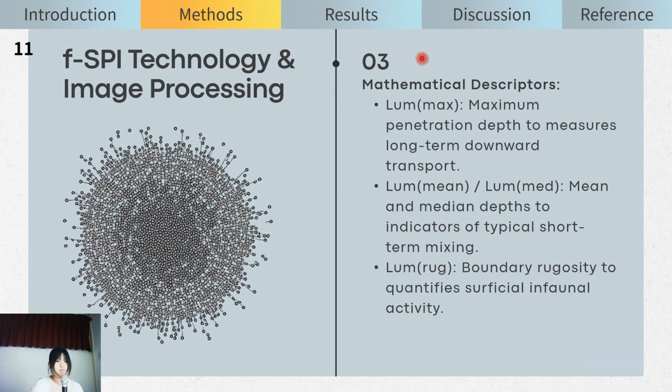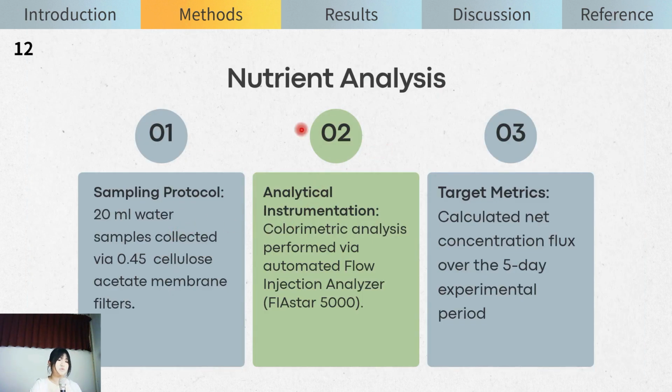For the mathematical descriptors, the maximum is the maximum penetration depth, to measure long-term downward transport. The mean and median depths indicate typical short-term mixing, and the rugosity is boundary roughness, to quantify superficial surface activity. For nutrient analysis, we calculated net concentration flux over the 5-day experiment period.